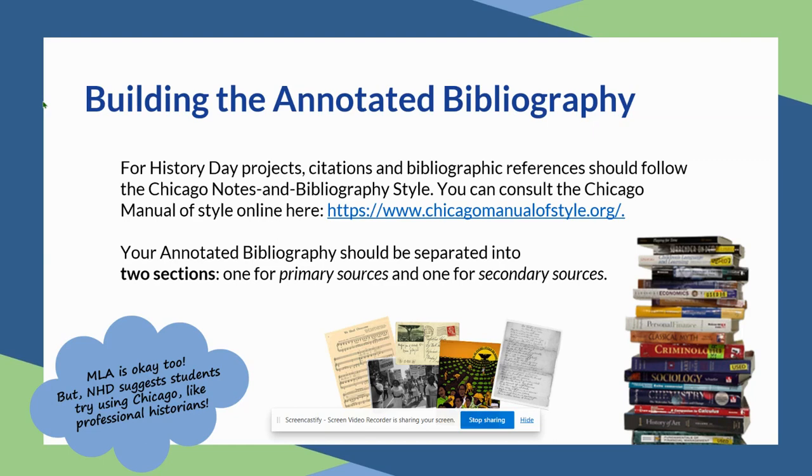The other thing that's important for building the annotated bibliography, and this is kind of in that formatting range, is that the annotated bibliography should be separated into two sections. One is for primary sources and one for secondary sources. That can get kind of tricky, but it's really great practice for teachers and students to think about the differences between primary sources and secondary sources as they're working on their History Day projects.